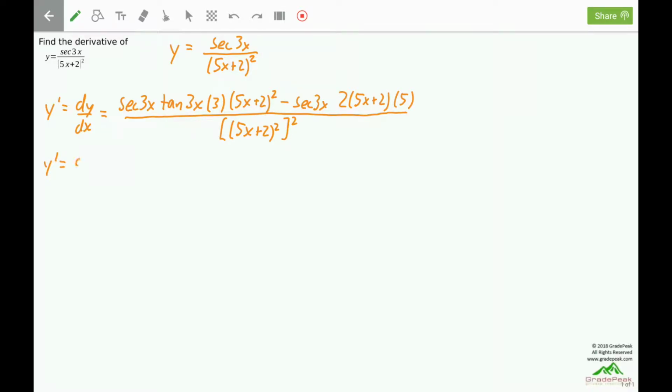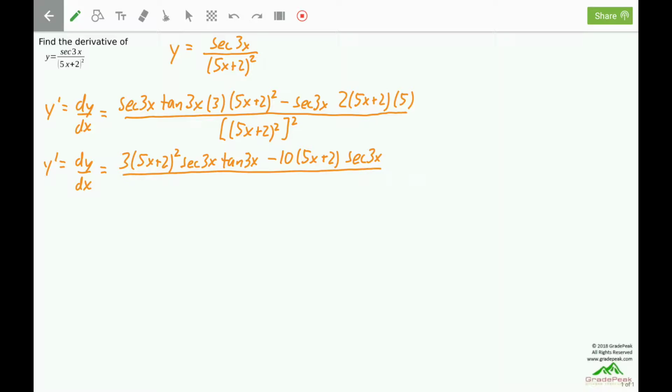So our derivative, y prime, or dy/dx, will be, the first term I'm going to move the 3 and the (5x plus 2) squared to the front. It's customary to write the constant and the power function, and then the trig functions. And for that same reason, I'm going to move the 5 and the 2. They multiply each other. That will be a 10. And the (5x plus 2) to the first power, and the secant of 3x. Power functions before trig functions.